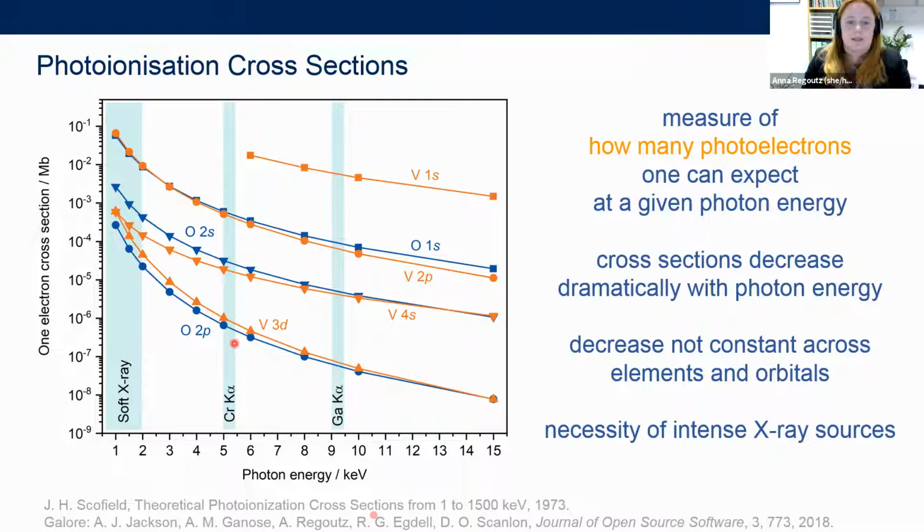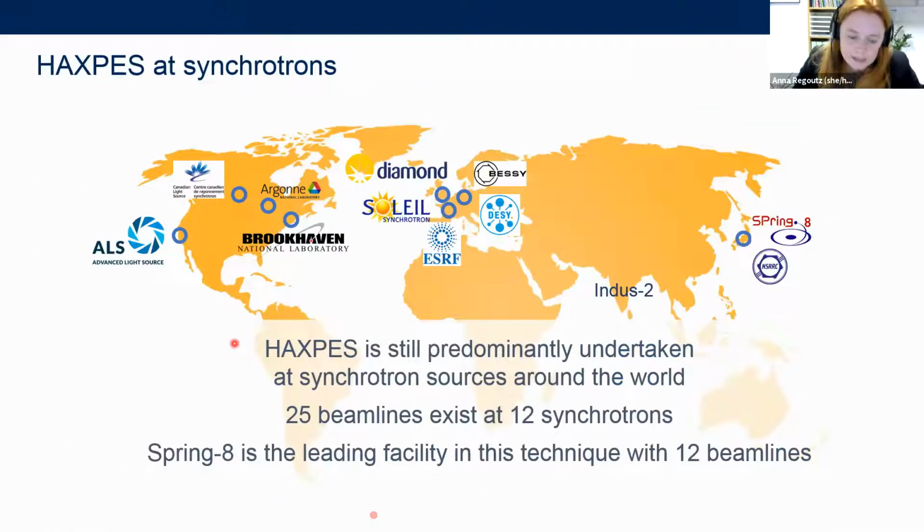So this means that in general, for hard X-rays, you need some pretty bright, pretty intense X-ray sources. And that is one of the reasons why HAXPES is still predominantly undertaken at synchrotron sources around the world. And on the map, you can see some of the big players. So there are quite a few synchrotrons in the US, but also in Europe. There are a total of 25 beamlines that are running at the moment at 12 synchrotrons.